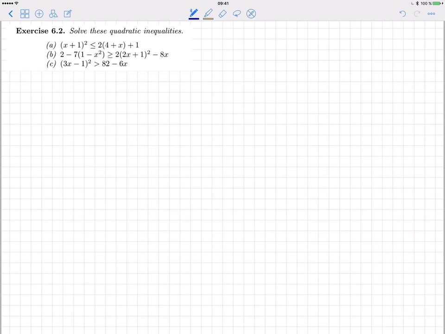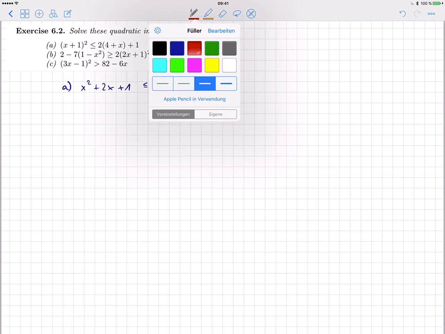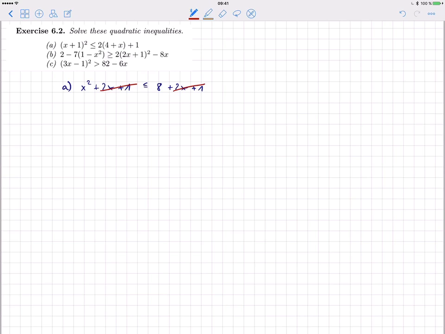Now we have a few quadratic inequalities. Let's go ahead. Number A, we just try to isolate x on one side. Expand this bracket. And we already see plus 2x plus 1 on both sides. So we just have x squared less than or equal to 8.